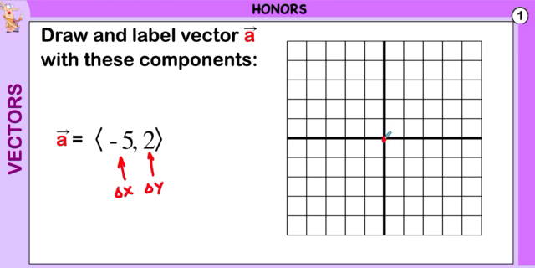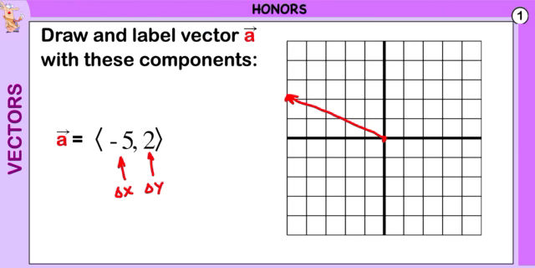So I started this one at 0, 0, and I go 5 in the negative direction at X, and 2 positive for Y. And then I draw my vector going from the origin to that point. And I didn't do a great job, but there it is.